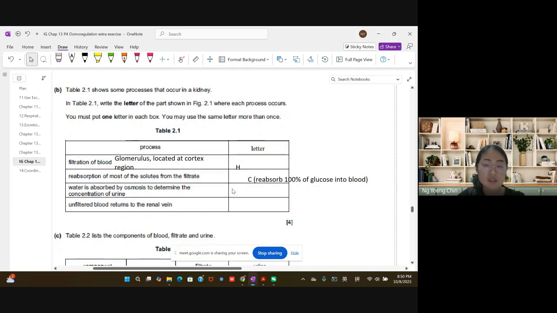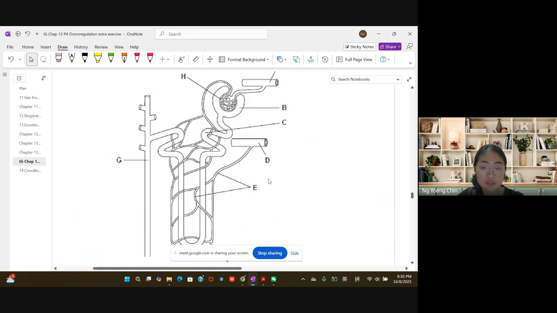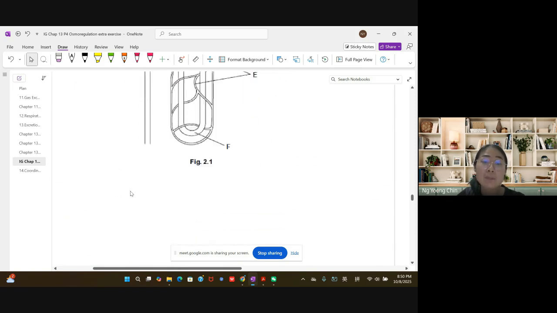And then this one, water is absorbed by osmosis to determine the concentration of the urine. So this is the G part. Yeah, because water is being reabsorbed from the tubule back to the blood capillary. So this is G.